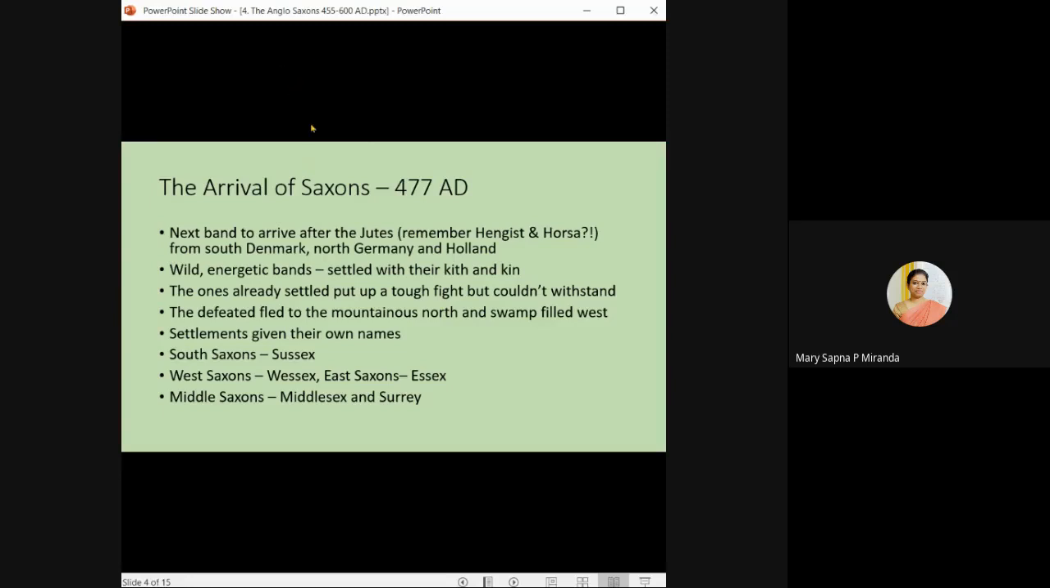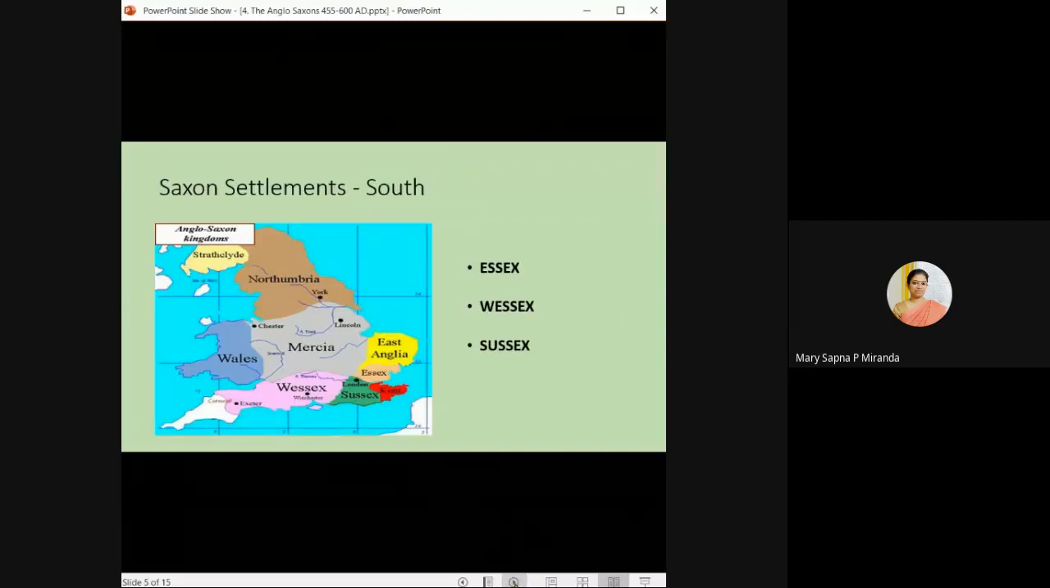And the Saxons came and settled down in the southern part of Britain. We already saw that in the map, right? And they gave these settlements their own names. So the Saxons who settled in the southern region, the South Saxons, that area is called Sussex. The West Saxons settled in this particular area, which they called Wessex. The East Saxons, who settled in the eastern region, that region came to be called Essex, and the middle region came to be called Middlesex and Surrey. So this is actually the whole picture of the Anglo-Saxon kingdom.